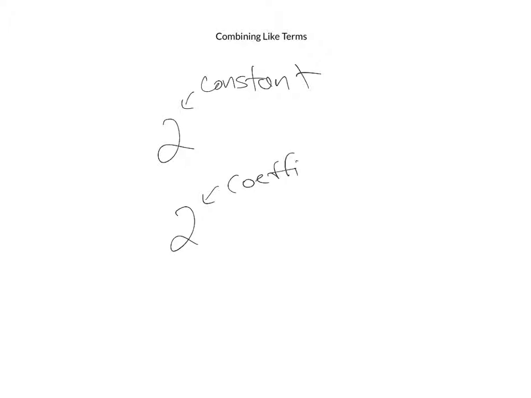We're going to start off by discussing combining like terms. And to start this discussion, you have to have a full understanding of what like terms are. So terms are a combination of numbers and variables. A term, for instance, could be a constant like 2, or a combination of a coefficient 2 and a variable x.